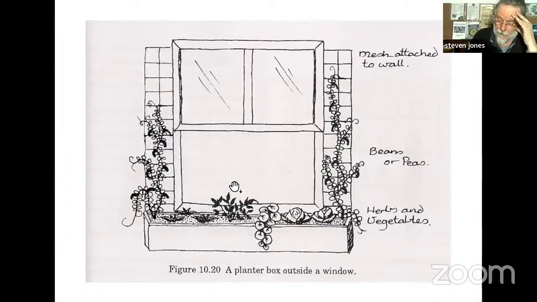Even around a window, if we can open a window, we can start to explore the edges. Could we have a window box or trellises going up the other side? Could we grow something across the top? The only upper limit is your own imagination.